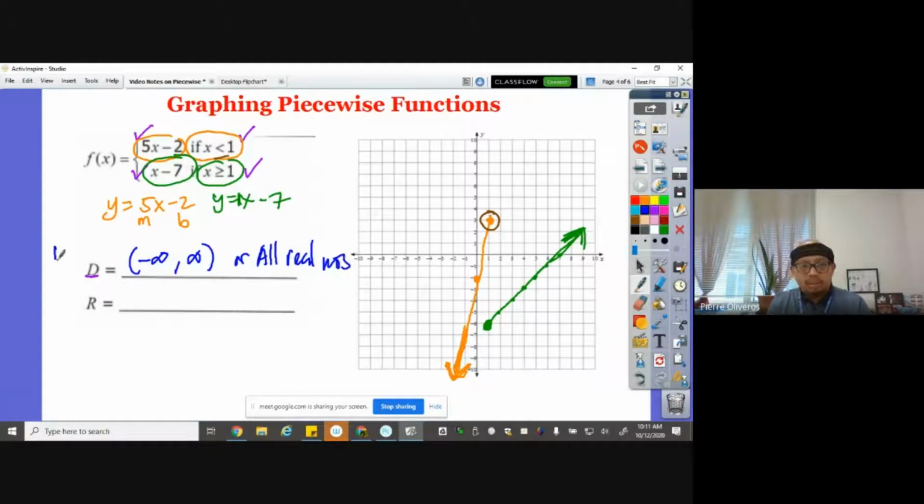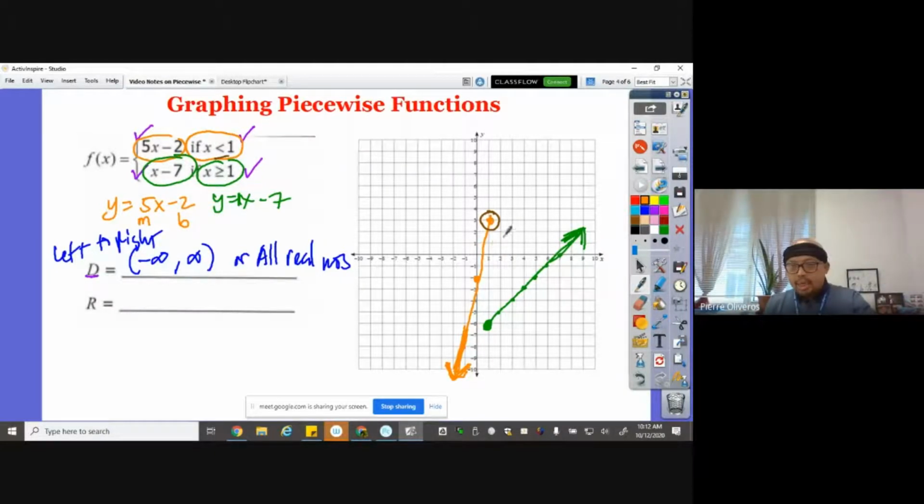For the domain, remember, from left to right. While for the range here, you have to do it as a whole.